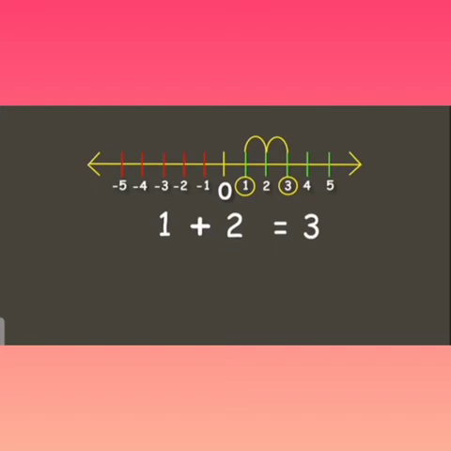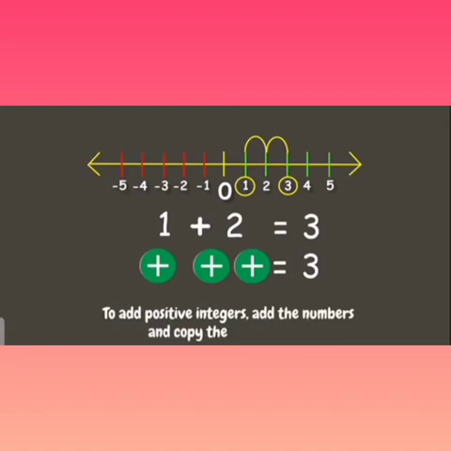Now let us try to solve this using some counters. I have here some chips. We have 1 positive chip and 2 positive chips. If we count them all together, we have 3 positive chips. It means that when we are adding positive integers, we are just simply going to add the numbers and copy the positive sign. But since it is already positive, we may or may not write the positive sign.